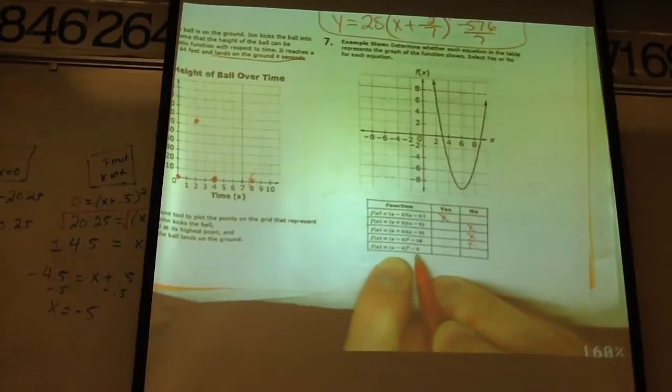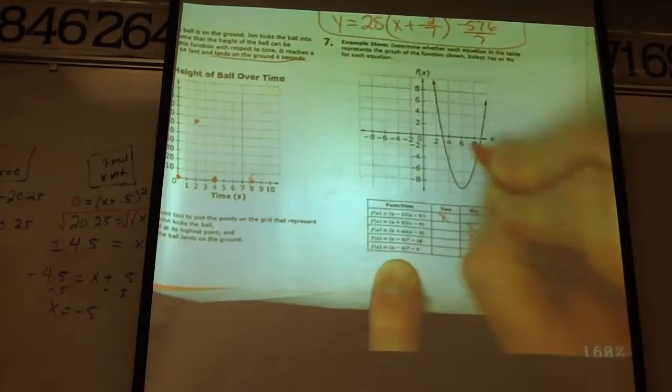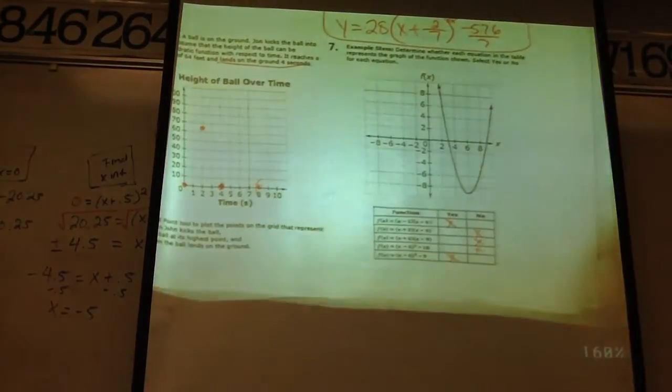How about minus 6, minus 9? I think yes, because that's vertex form. Right 6, down 9, yes.